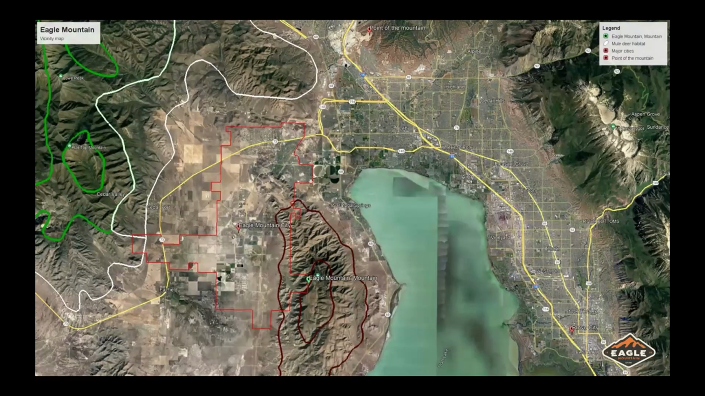If you don't know where Eagle Mountain is, this is Utah Lake. The Great Salt Lake is about 20 miles north of that. And Eagle Mountain is that red polygon there. The white and round polygons are areas that have been designated by the Division of Wildlife as mule deer summer and winter range and critical winter range.